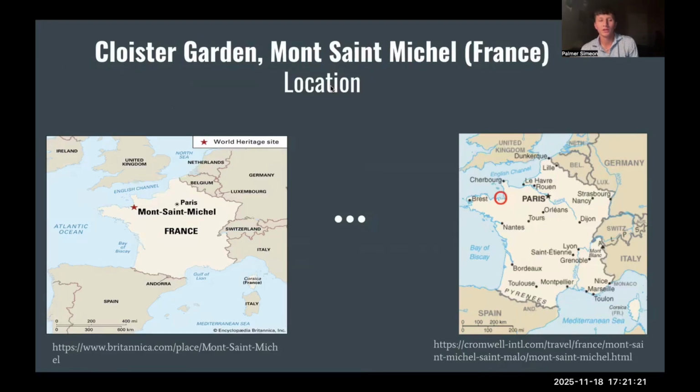The location. The cloister gardens are located in Mont Saint Michel in France, inside the abbey on a rocky island. These gardens were made as a quiet place for monks to pray, read, and think. They are surrounded by covered walkways and stone arches, giving a peaceful feeling away from the busy outside world. The gardens also had great views of the bay below and were an important part of daily life for the monks.